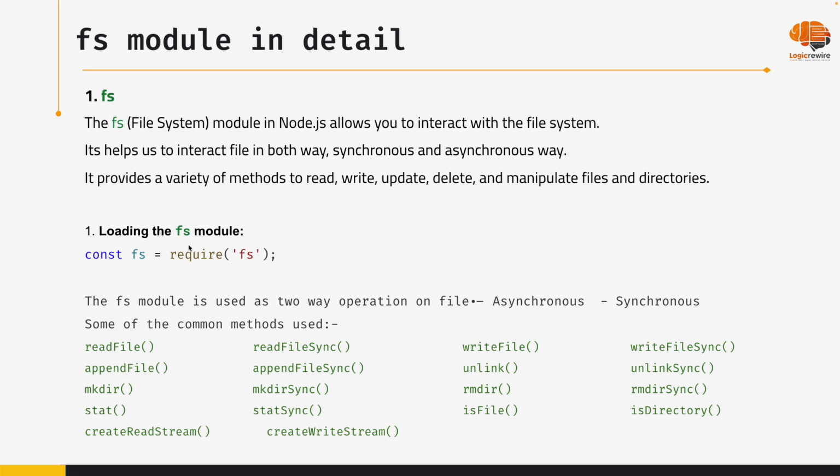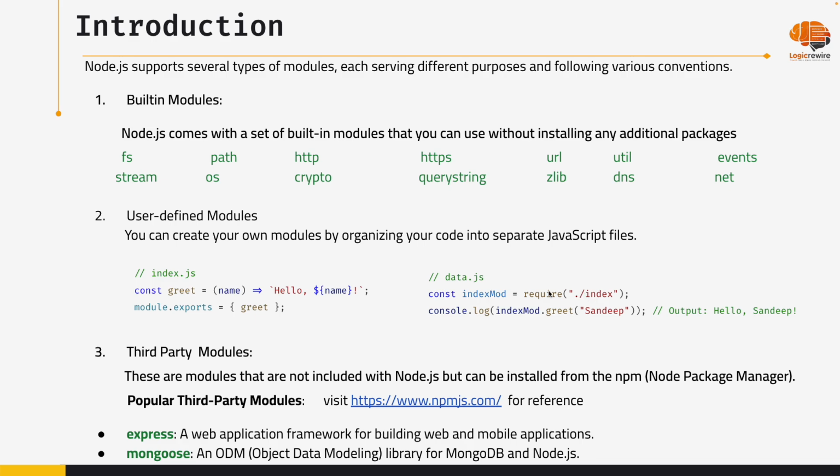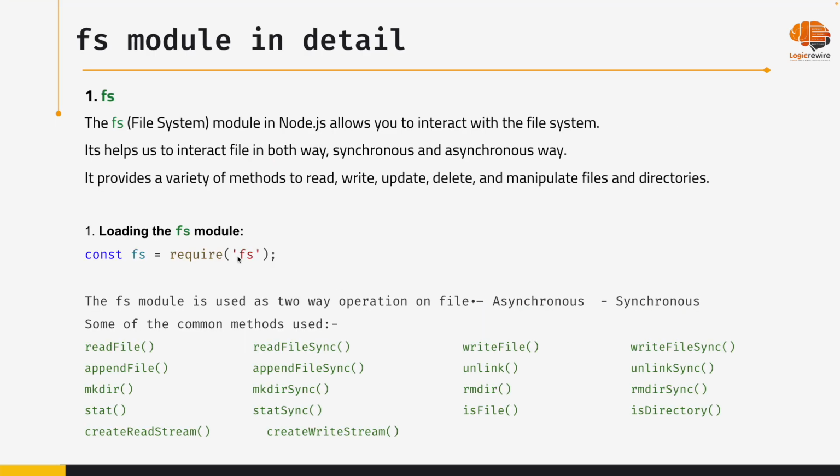In order to use all these methods, asynchronous and synchronous, first of all we have to reference this FS module. You don't need to do any installation; just like how you use console.log, you can directly write require FS. Generally, if you require ./index.js, that means you already have an index.js file in your folder structure. But for FS you don't need to create any file or folder named FS. It works like console, and that is the reason it's called a default module.